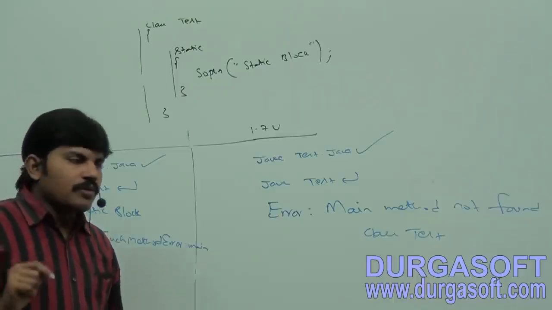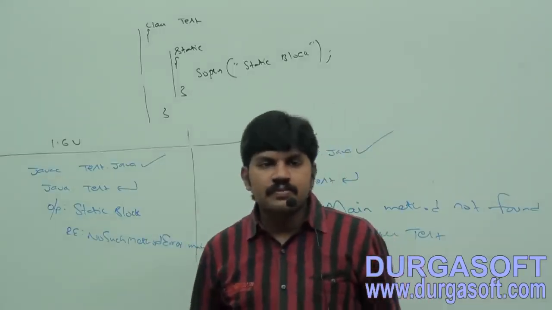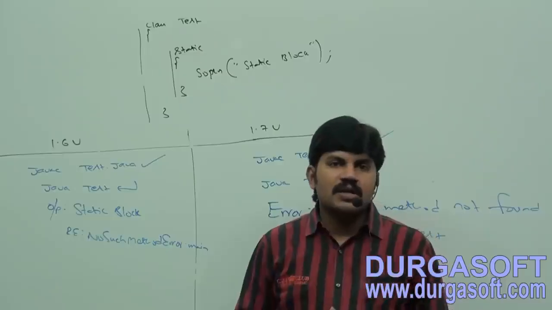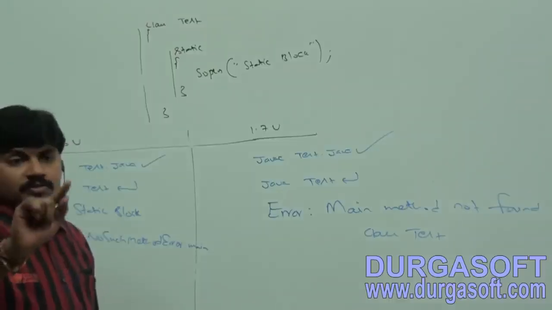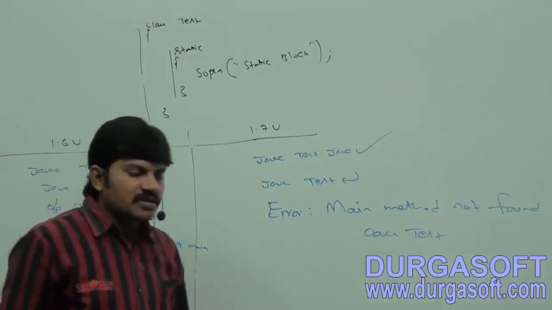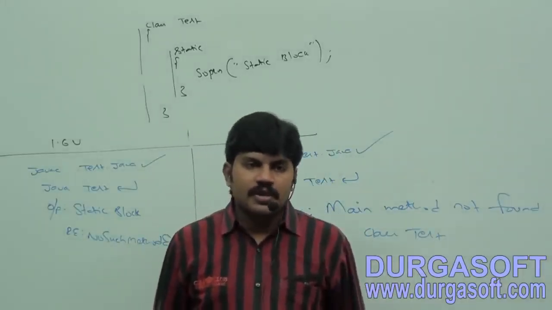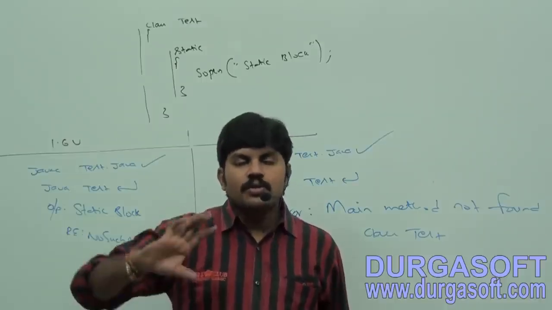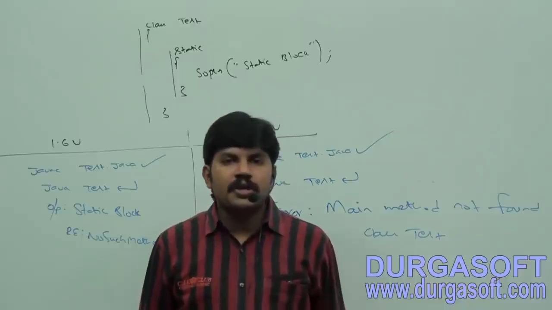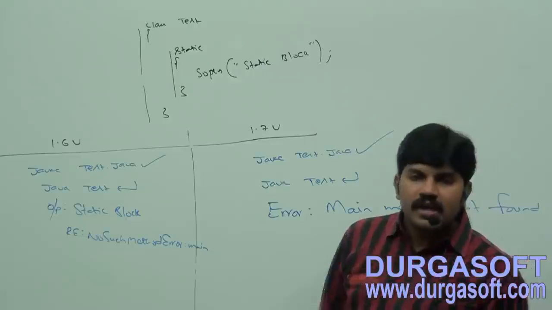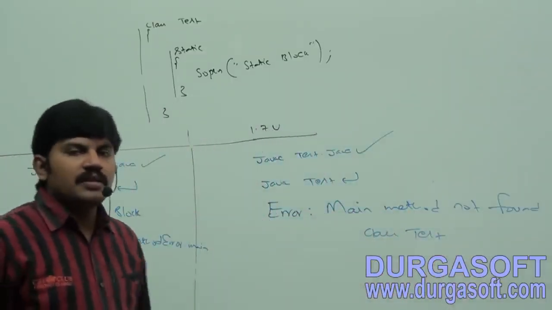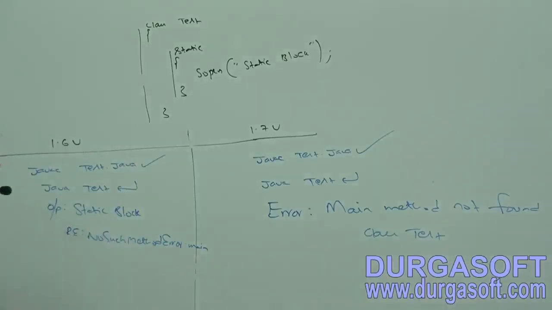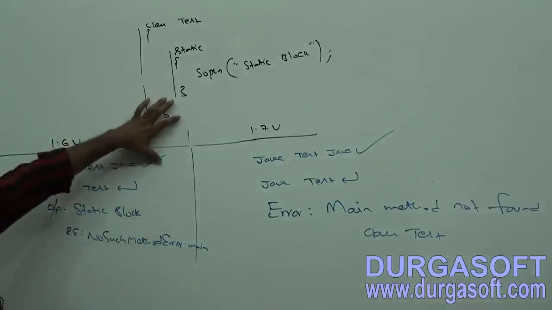Hence, even though the class contains a static block, it won't be executed if the class doesn't contain a main method. That's all. Completed, right? Okay, take this example now.